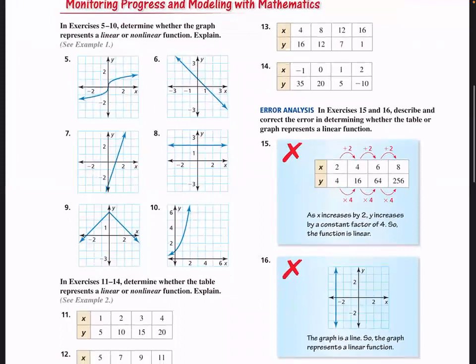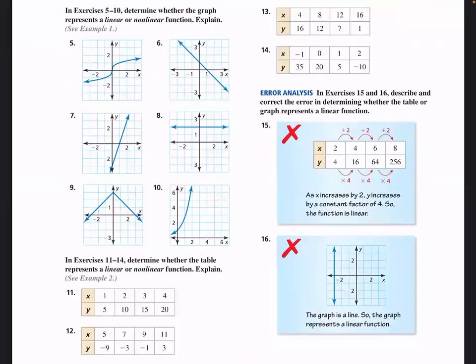So who has their gold sheet out? 5 through 14? I don't know. I might be wrong. Extra gold sheets are up here if you need one. It looks like it's 5 through 30. You get to write linear or nonlinear. Oh, that's why. Linear or nonlinear.